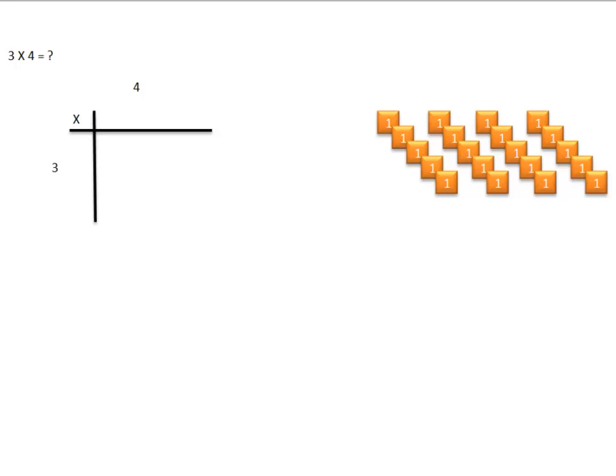In elementary school, you probably used blocks, tiles, or grids to demonstrate multiplication. The process may have gone like this. What is 3 times 4?